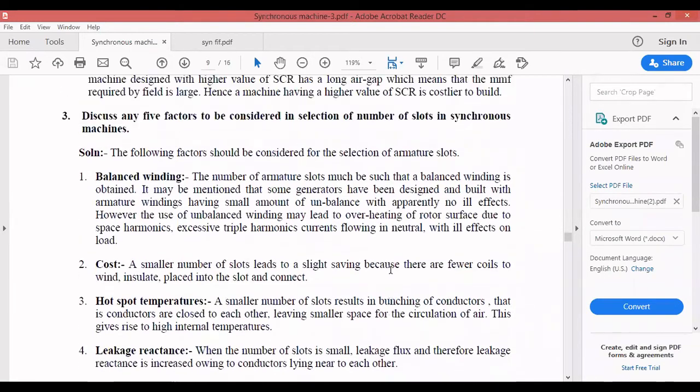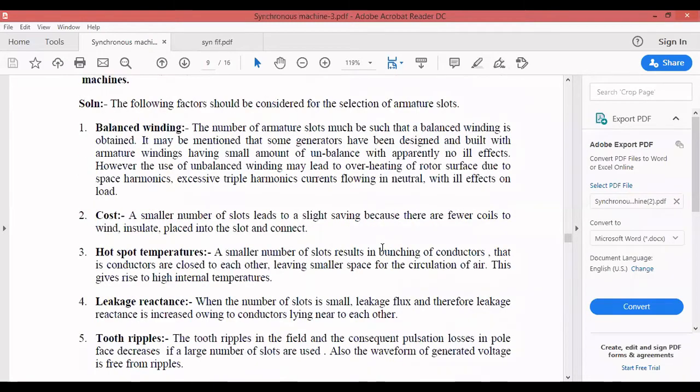So next you'll go for the second factor, cost. A smaller number of slots leads to a slight saving because there are fewer coils to wind, insulate, place into the slot and connect. Definitely it depends upon the rating of the machine. If you go for a higher rating of machine, definitely the cost increases. If you want a lower cost, the number of slots will be less, and there will be fewer coils to wind, insulate, and place in the slot.